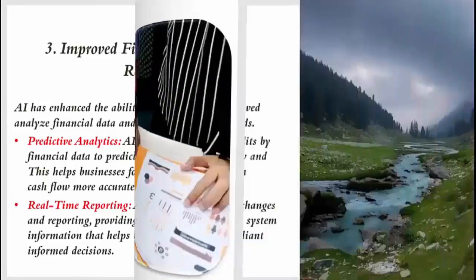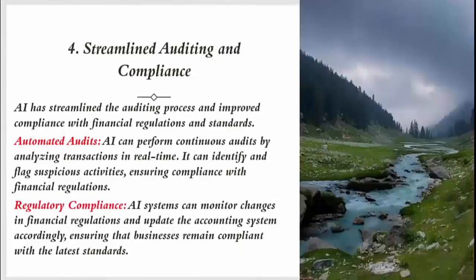4. Streamlined auditing and compliance. AI has streamlined the auditing process and improved compliance with financial regulations and standards. Automated audits. AI can perform continuous audits by analyzing transactions in real time. It can identify and flag suspicious activities, ensuring compliance with financial regulations. Regulatory compliance. AI systems can monitor changes in financial regulations and update the accounting system accordingly, ensuring that businesses remain compliant with the latest standards.